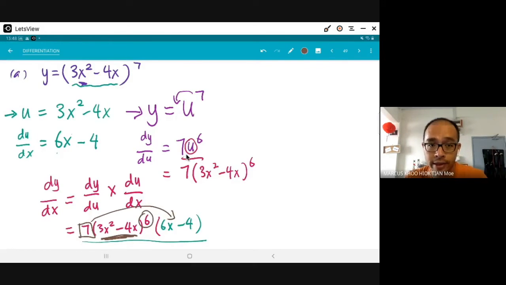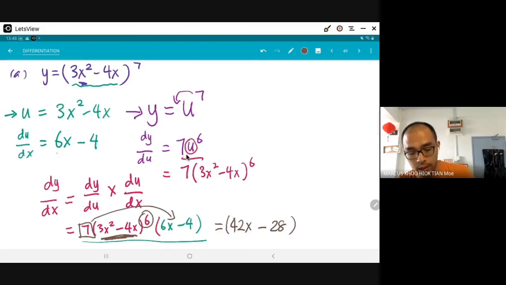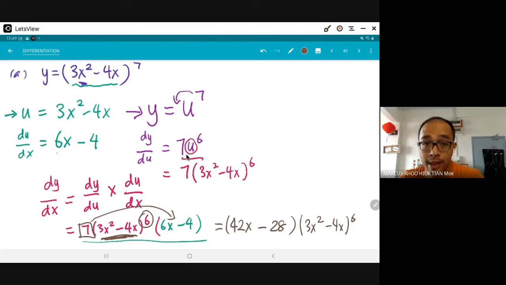Okay, so this will give you 7 times 6x will be 42x, minus 28. And then this will be 3x squared minus 4x to the power of 6. The answer in the textbook is slightly different sebab dia factorize lagi ini keluar, which is totally fine lah. Also no problem. This one also I will accept, this one also I will accept. The most important thing for me is you know how to do the chain rule.